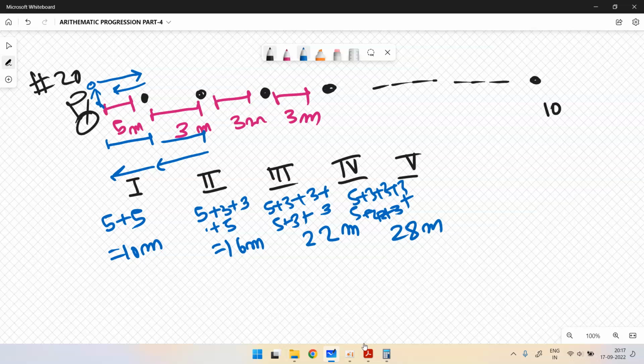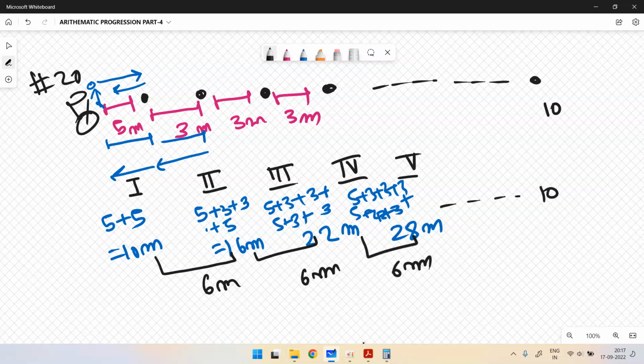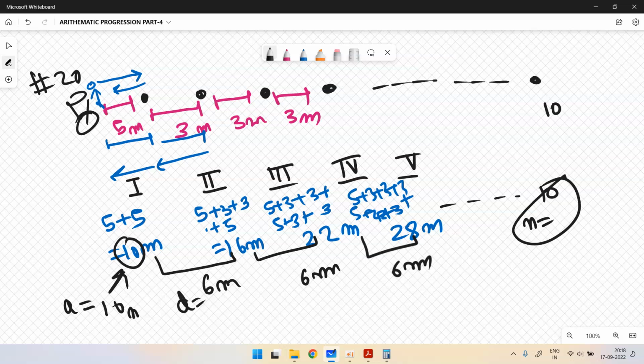If you see clearly, there is a logic. From the first, 10, there is a difference of 6 meters. From the second to the third, there is also a difference of 6 meters, and again a difference of 6 meters. This continues till 10, so you can infer that the n value is 10. Since the difference is constant, this forms an AP with first term a equals 10 meters and common difference d equals 6.